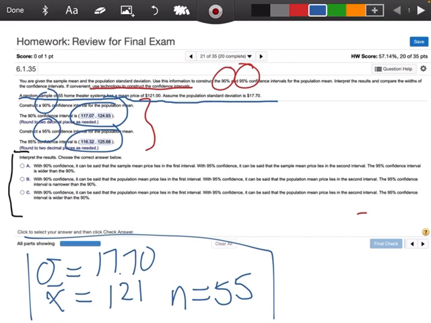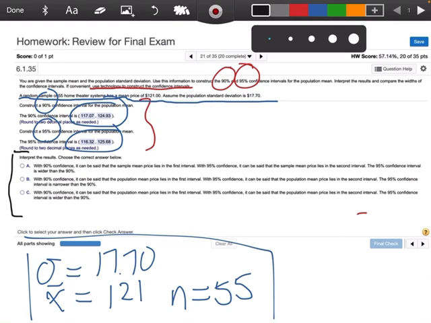So now we're trying to figure out what's going to be my answer when I'm looking to choose for part A and part B. If I look at interpret the results, it says with 90% confidence, it can be said that the sample mean price lies in the first interval. With 95% confidence, it can be said that the sample mean price lies in the second interval. And it says the 95% confidence interval is wider than the 90%.